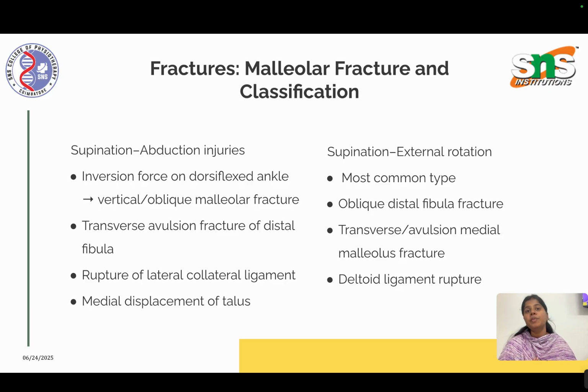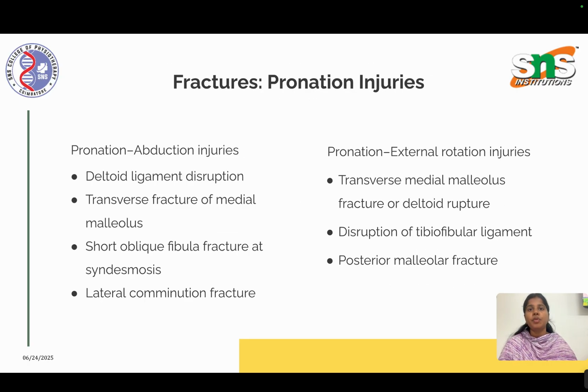Coming to the supination external rotation injury, this is the most common type, as we all know. It causes an oblique fracture of the fibula and possibly a fracture of the medial malleolus. It may also tear the deltoid ligament as well. Now coming to the pronation injuries, the first one is the pronation abduction injury.